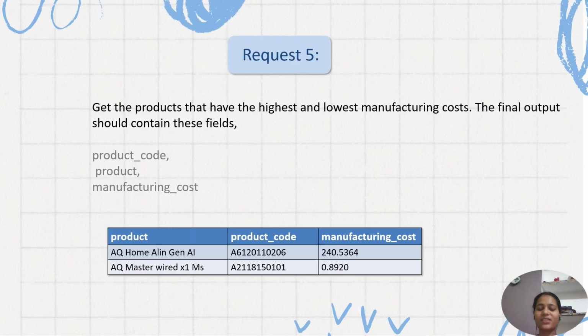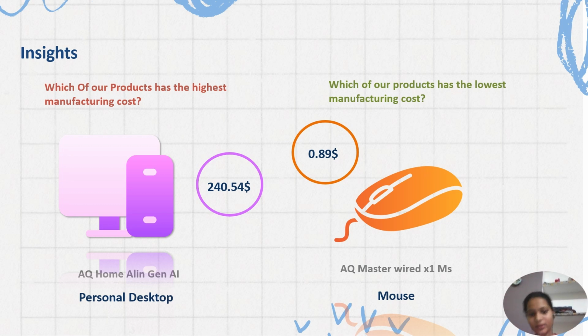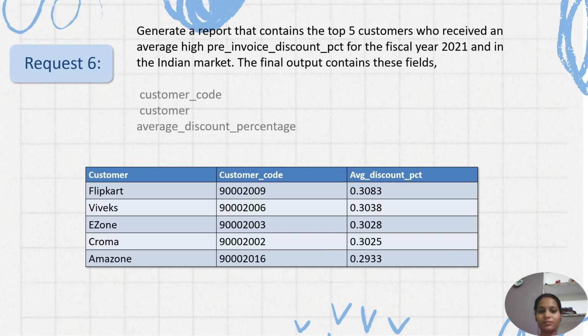Request number 5 is, get the products that have the highest and lowest manufacturing costs. The final output should contain these fields. This is an SQL query output. I'll show you the Power BI, where you can see the insights. Whichever product has the highest manufacturing cost: Personal Desktop has the highest manufacturing cost with the value of $240.44, and the lowest manufacturing cost is AQ Master Wired X1 MS, at $0.89.